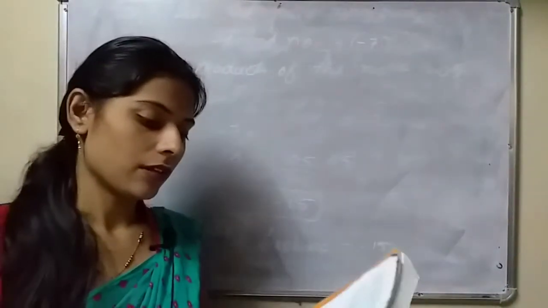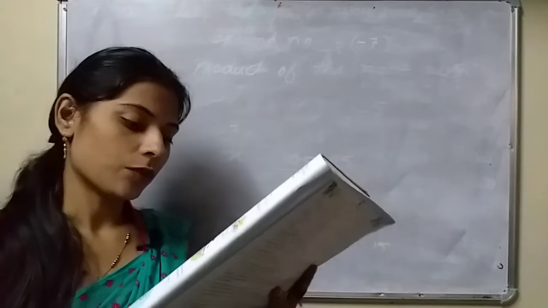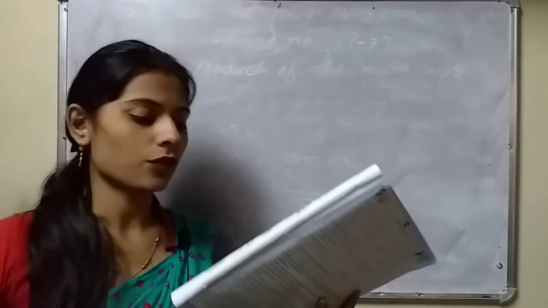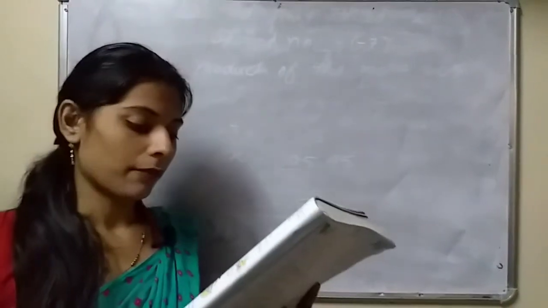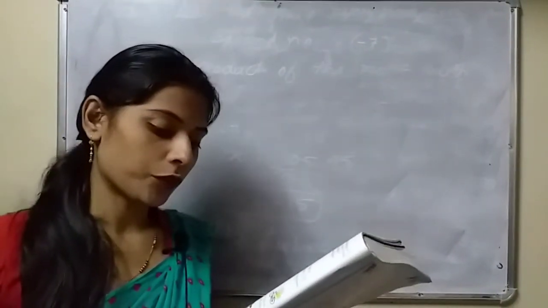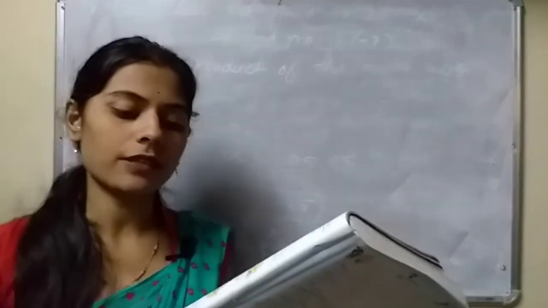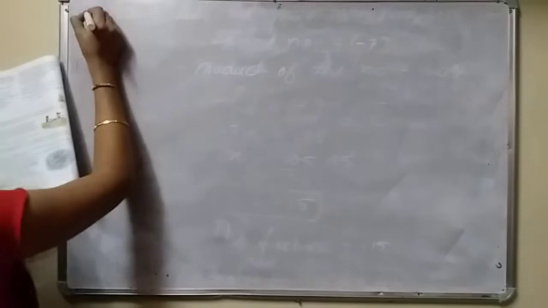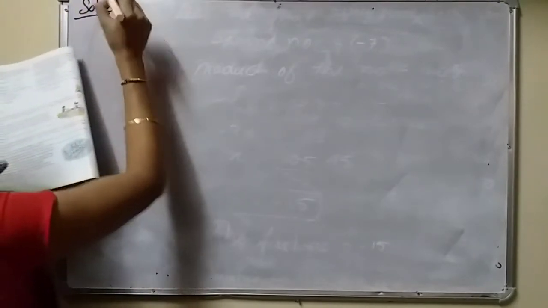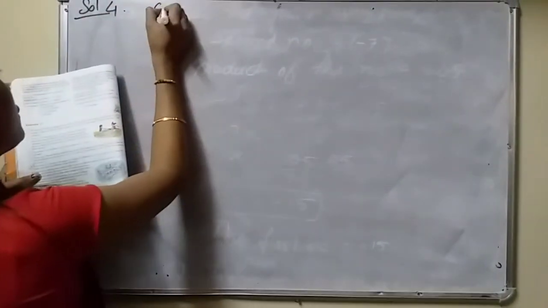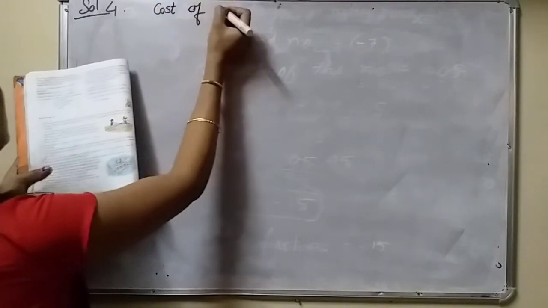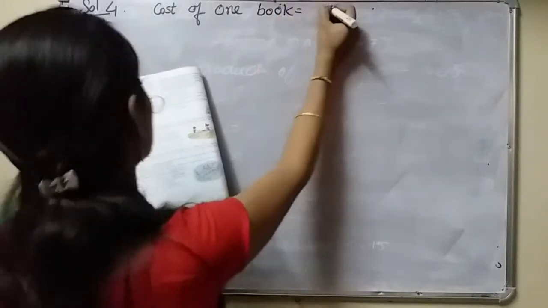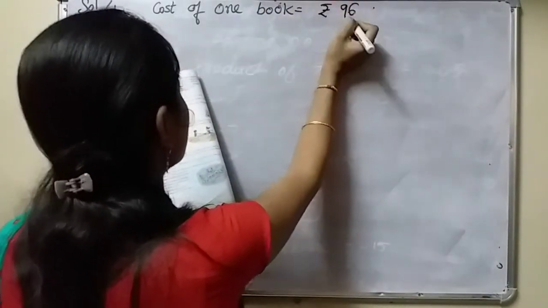Okay. Now see question number 4. A book costs rupees 96 and Mahesh bought 60 such books. By mistake the accountant at the store made the bill by taking the cost of each book to be rupees 5 less. What is the difference in this bill from what it should have been? See solution number 4. Cost of one book is given here, rupees 96.